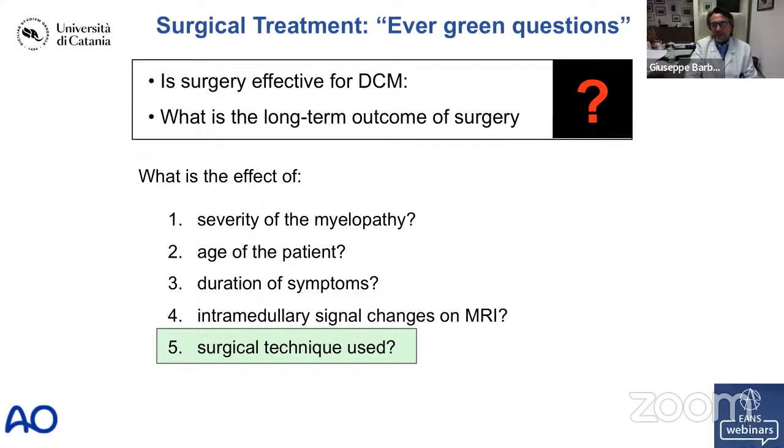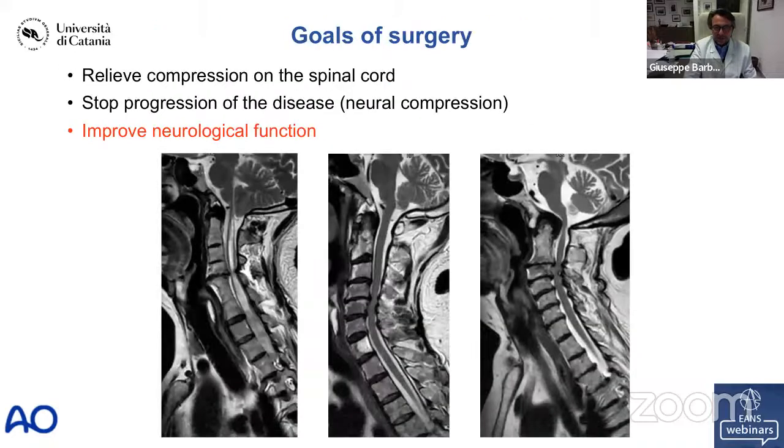Many times we have wondered, is surgery effective for degenerative cervical myelopathy? From what Mark said, and from what I already showed you, the answer should be yes. But what is the long-term outcome of surgery? When we try to answer this question, we are left with other questions. What is the effect of severity of myelopathy, age of patient, duration of myelopathy? What is the role of intramedullary signal changes on MRI? And once again, what's the role of the surgical technique that we are going to use in terms of outcome for the patient?